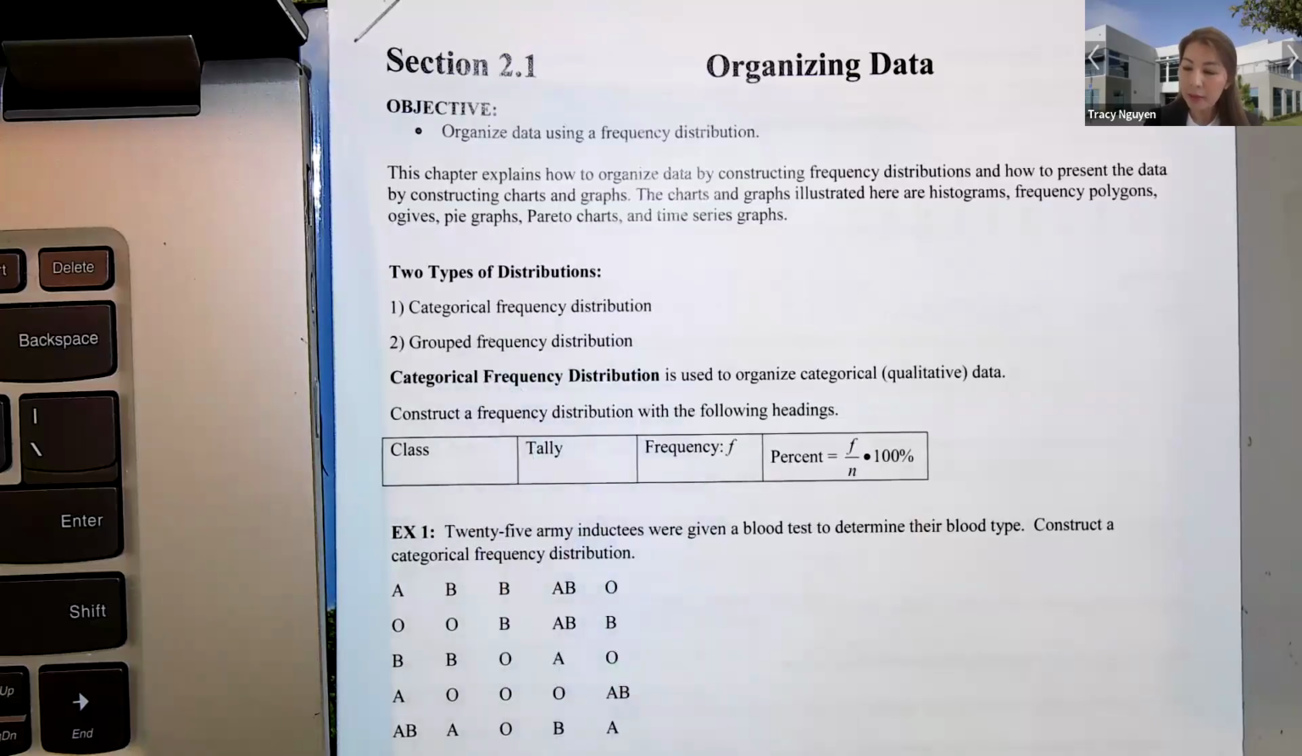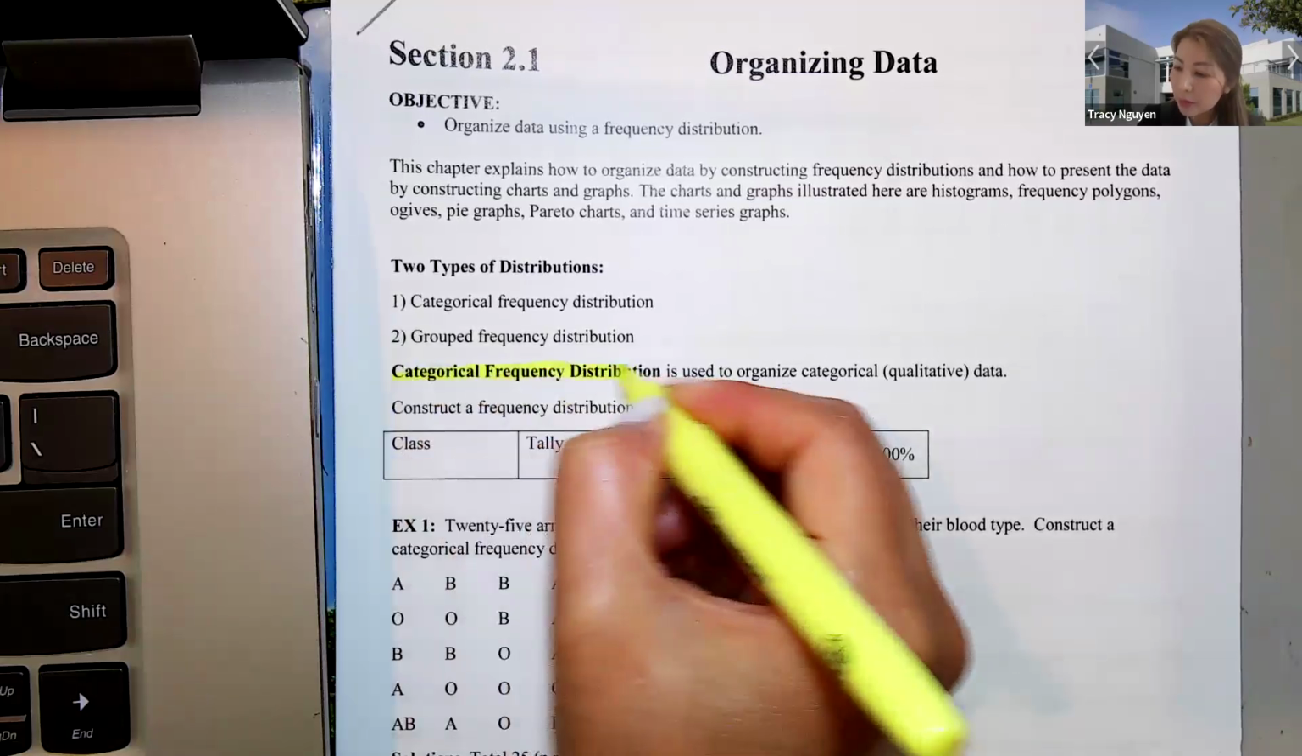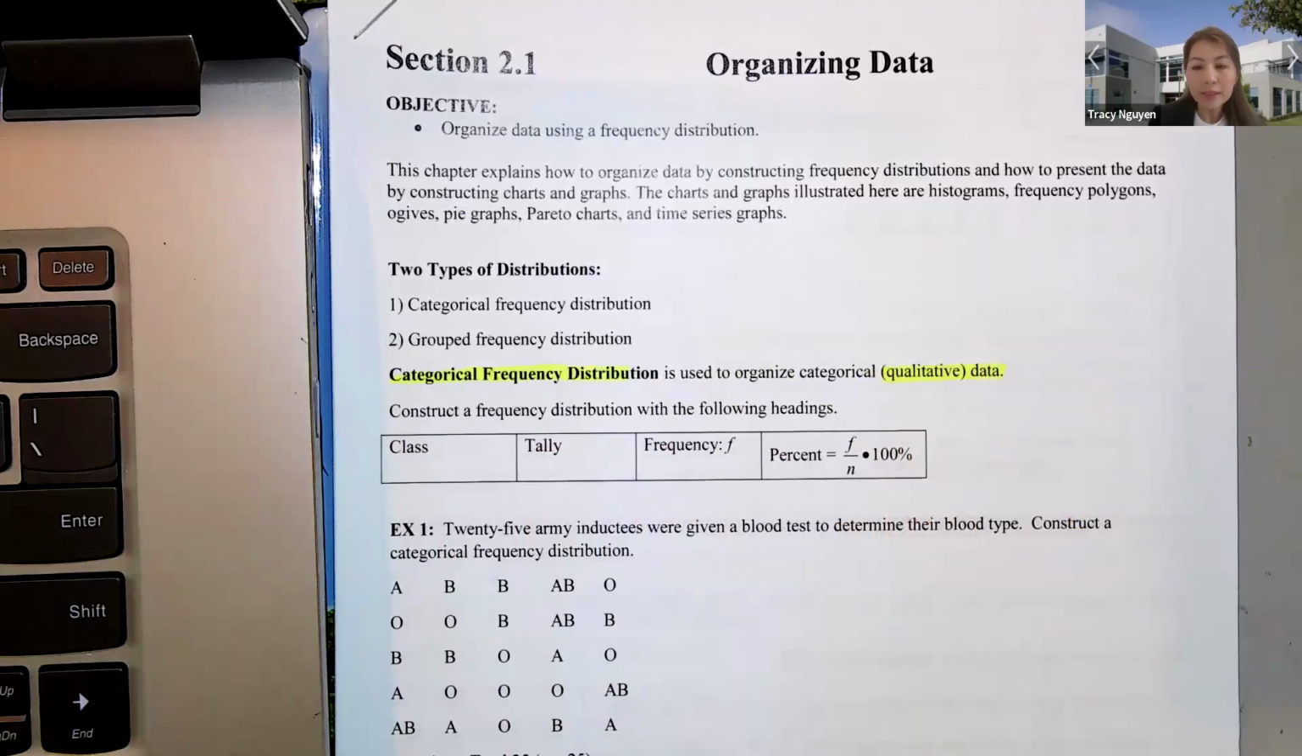When do we use the categorical frequency distribution? We use a categorical frequency distribution when the data is qualitative data. What does it mean by qualitative data? If I ask you, what's your favorite ice cream flavor? You tell me vanilla, chocolate, strawberry. That's an example of qualitative data. So how do we construct a categorical frequency distribution for qualitative data?